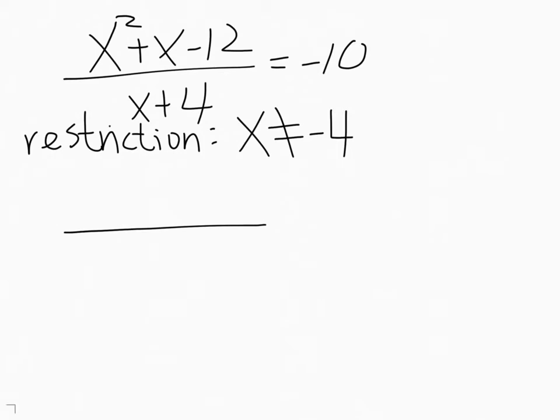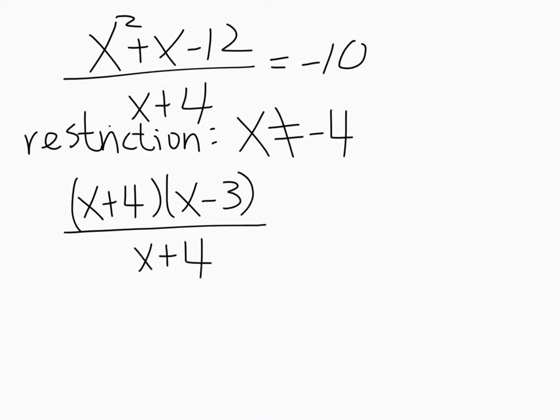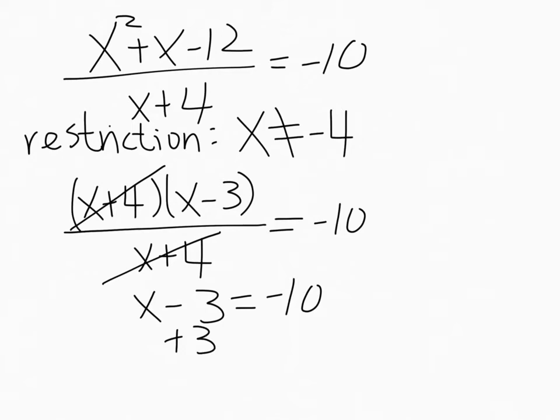Next, your numerator is a quadratic form. Can you factor it? I'm thinking of x plus 4 times x minus 3. With x plus 4 at the denominator, is this x plus 4 top and bottom exactly the same? Yes, they look the same, so you can go ahead and reduce them. Now what are we down to? We have x minus 3 equals negative 10. Add 3 to both sides. We have x equal to negative 7. So this negative 7 is not the same number as negative 4, so we are safe.